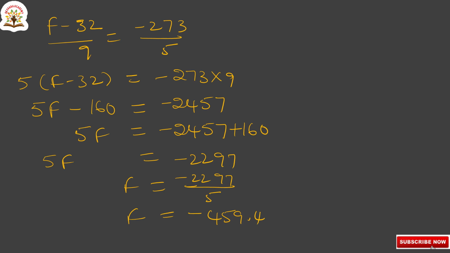So F is equals to, we are getting minus 459.4 degrees. So 0 degree Kelvin is equals to minus 459.4 degree Fahrenheit. So therefore the final answer, 0 Kelvin is equals to minus 459.4 degree Fahrenheit. Okay, next we will go to the next question.